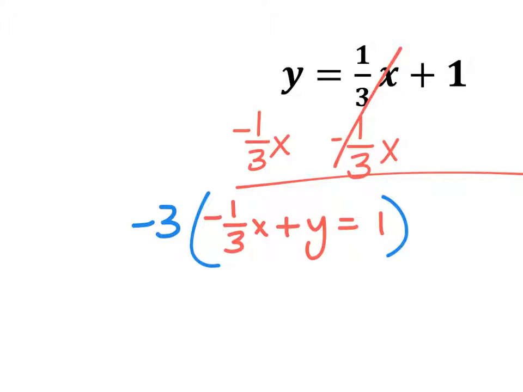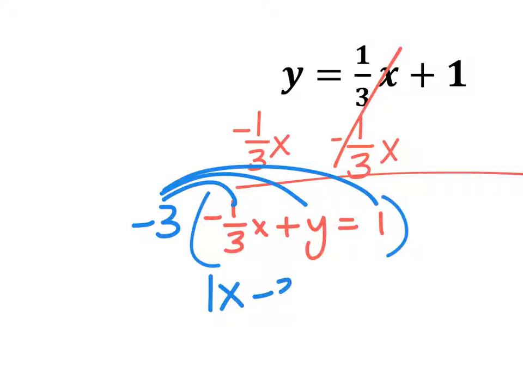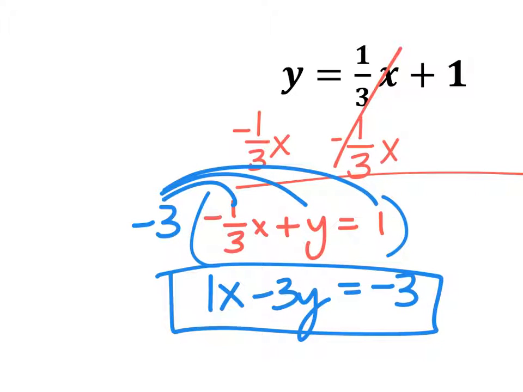So when I do that, we distribute the negative 3 to all 3. Negative 3 times negative 1/3 would just give me positive 1. Negative 3 times y is negative 3y. Negative 3 times 1 is negative 3. That's in standard form. X has a positive whole number. The other two have integers. That looks good.